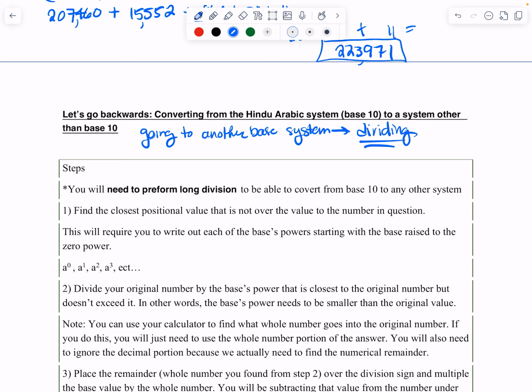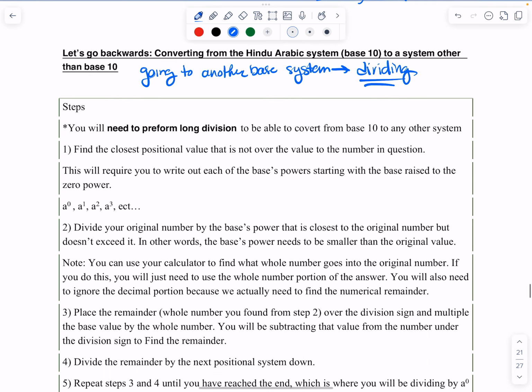What we're going to do is find the closest positional value that is not over the value of the number in question. This will require you to write out each of the base's powers, starting with the base raised to the 0 power. Then, you're going to divide your original number by the base's power that is closest to the original number, but doesn't exceed it. And I'm going to show you how to do that on your calculator.